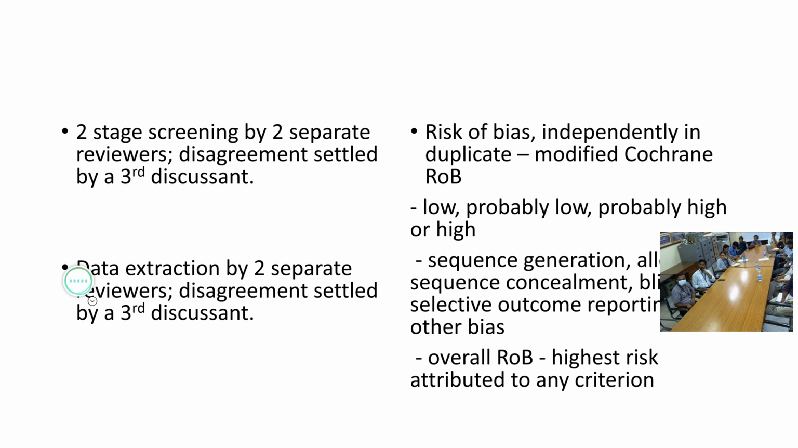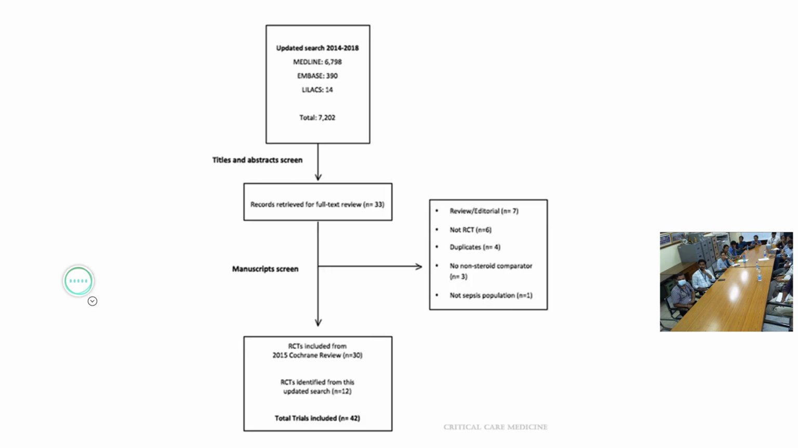The systematic review was well done. The screening was done by two separate doctors, and any disagreement was adjudicated by a third person. And data extraction also was done separately. They also looked at the risk of bias and attributed the risk of bias at the end of the systematic review. So the 2015 Cochrane review had identified 30 studies.